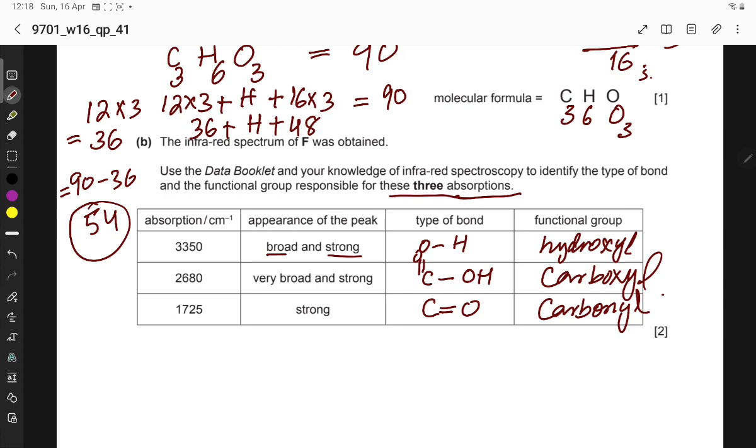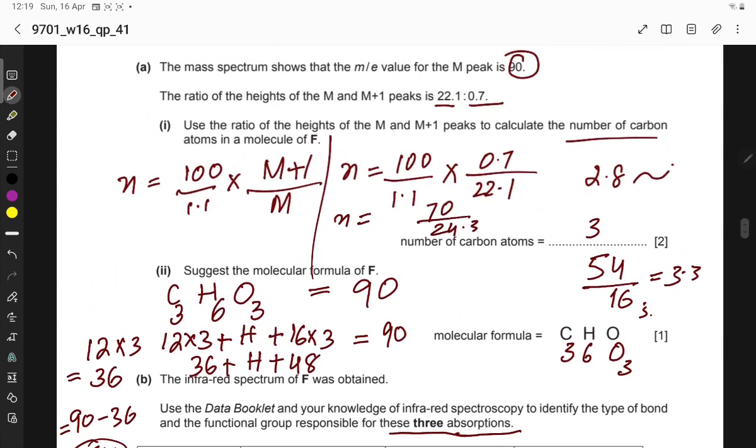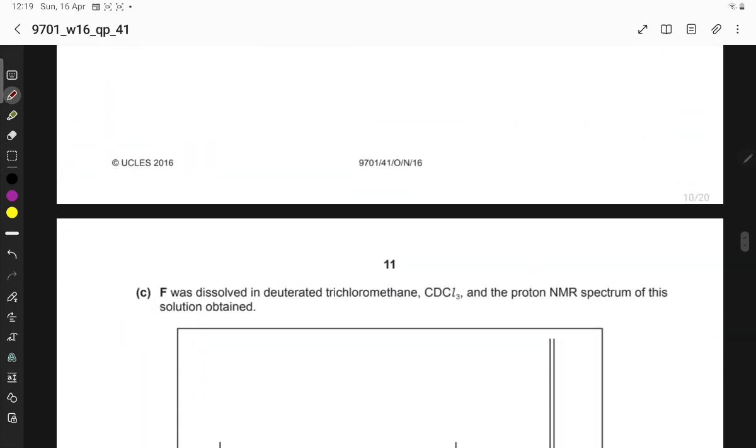So it means that in this compound, a carboxylic acid as well as a carbonyl functional group is present in the above compound T.